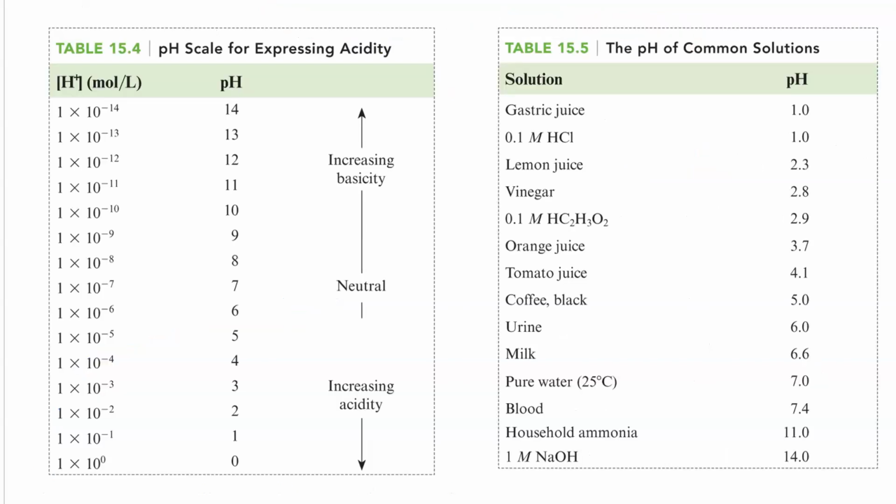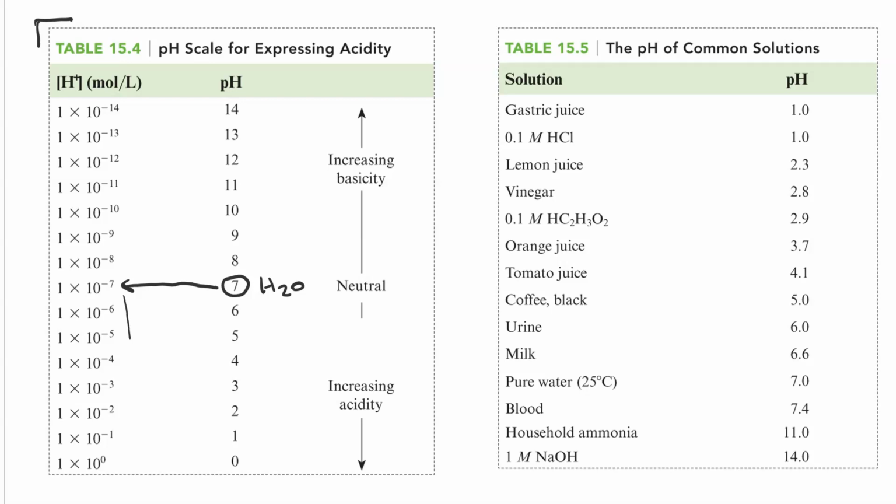So, here's a table. On the left, this table just tells you about the hydrogen ion concentration versus the pH. Starting at pH of 7, that is a hydrogen ion concentration of 10 to the negative 7th molar, and that's what you get in pure water, and that's a neutral pH.